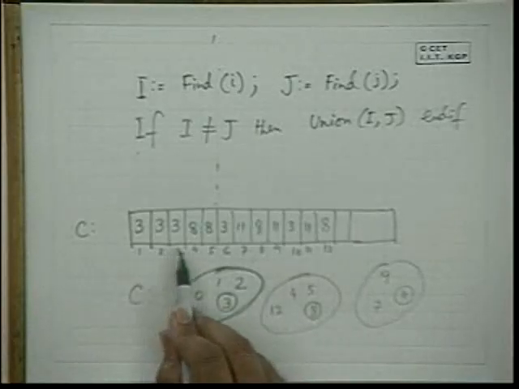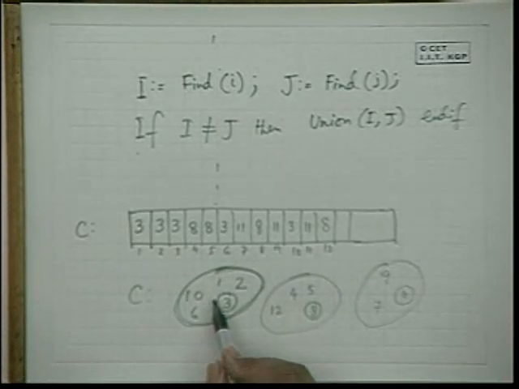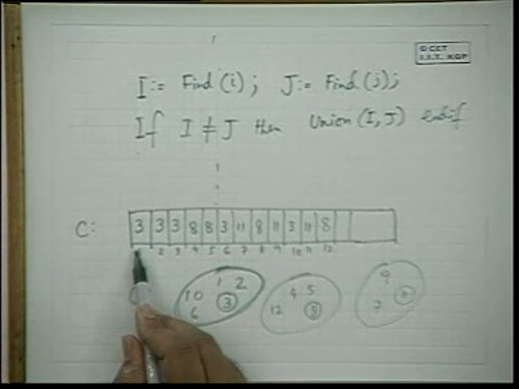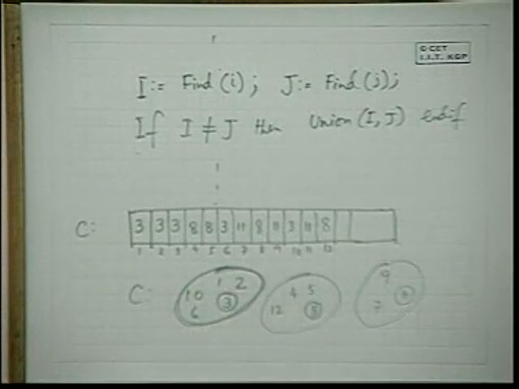So how to represent this using an array? This is the method. For each set, choose one element as the representative element. Use that index as the name for that set. And Ci will have the name or the index of the set which contains the element i. So in this case 10, 1, 2, 6, 3 all have value 3.